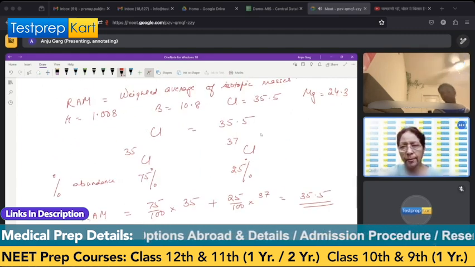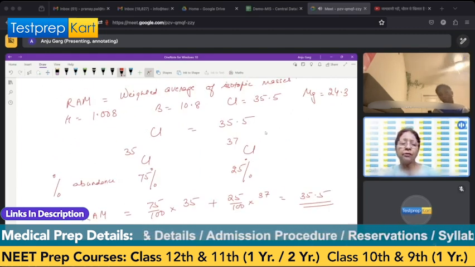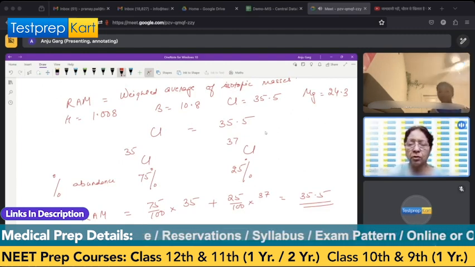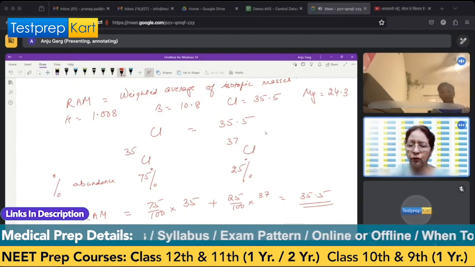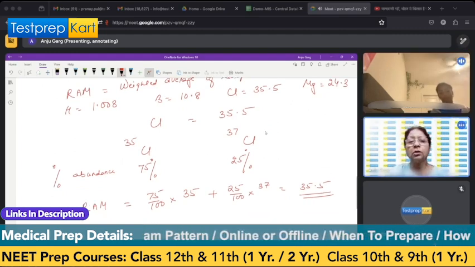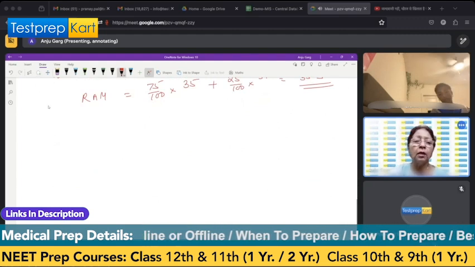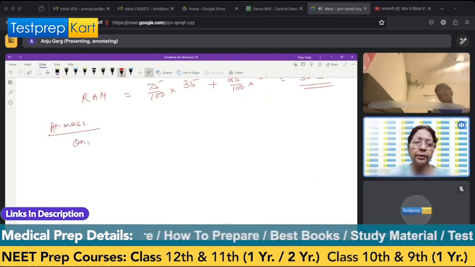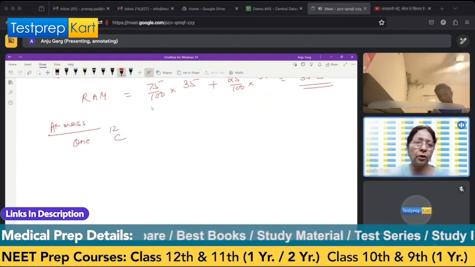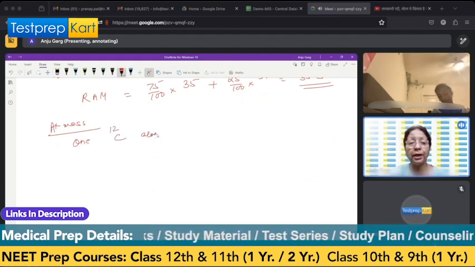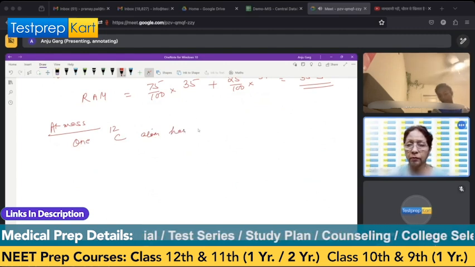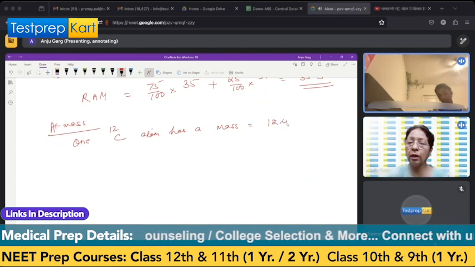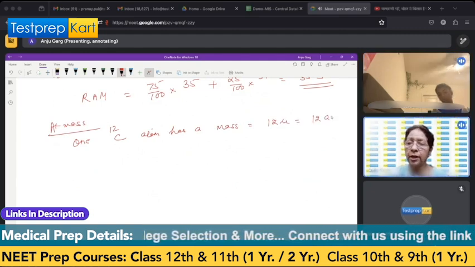Atomic masses will be given to you. On the first page, you will be given the atomic masses, so there's no need of cramming them up. We don't have to cram up. So the basis is taken to be carbon. So atomic mass: one carbon atom, and we always take C12 isotope. So one C12 atom has a mass of 12 units. It can also be called atomic mass unit. AMU stands for atomic mass unit.